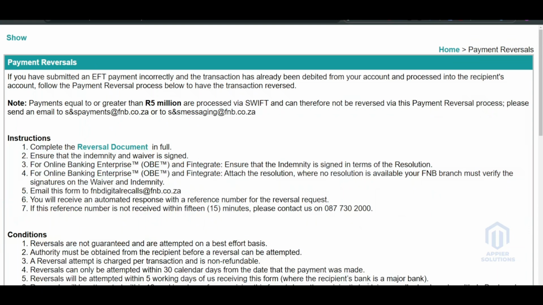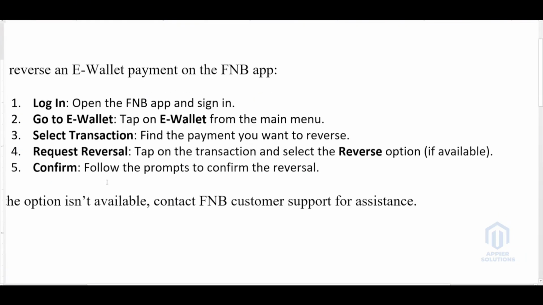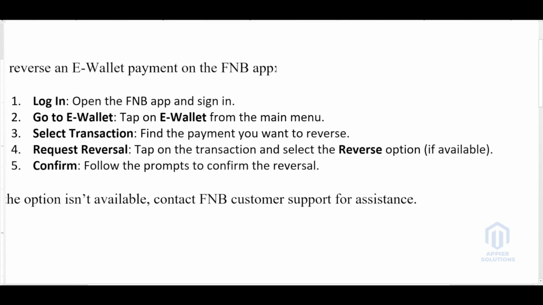So what you exactly have to do is to follow these steps. To reverse an e-wallet payment on the FNB application, log into your FNB app and sign in. Tap on the e-wallet from the main menu and find the payment you want to reverse. Tap on the transaction and select the reverse option if available. Confirm the prompts to confirm the reversal. If the option isn't available, contact FNB customer support for assistance.